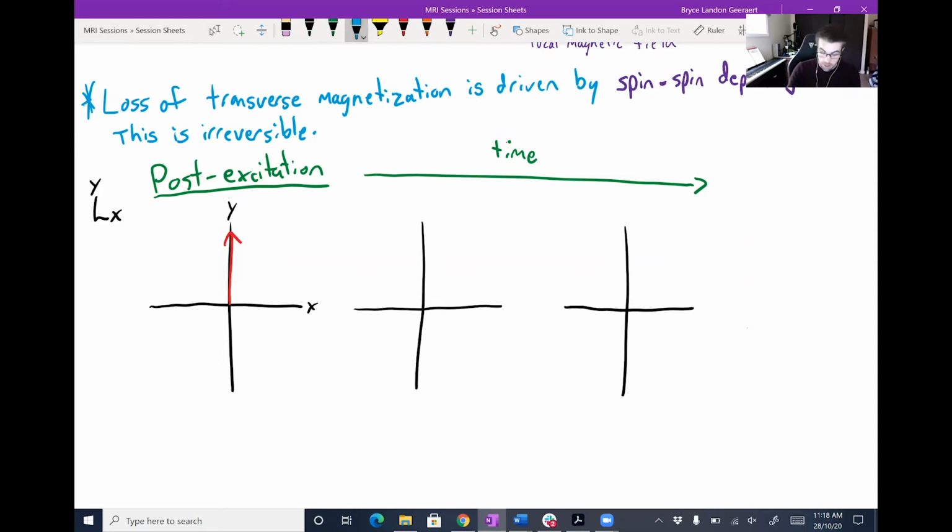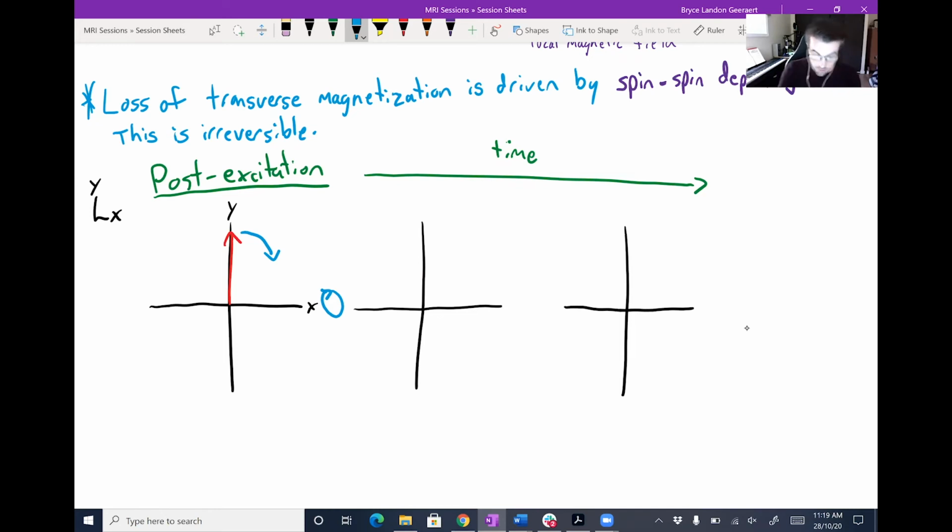And this NMV is precessing. I'm going to keep drawing in the clockwise direction. And then if we kind of come back at the amount of time it takes for this NMV to complete one cycle, right? One phase of its revolution. There are going to be some of these spins that are contributing to the NMV that are precessing faster than the main population, and some that are precessing slower, right?